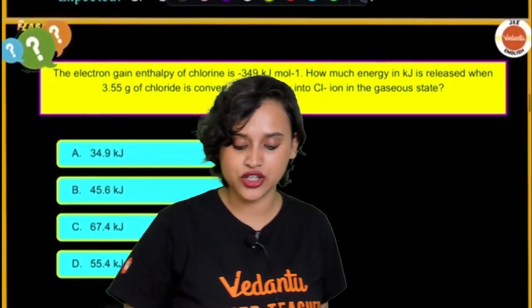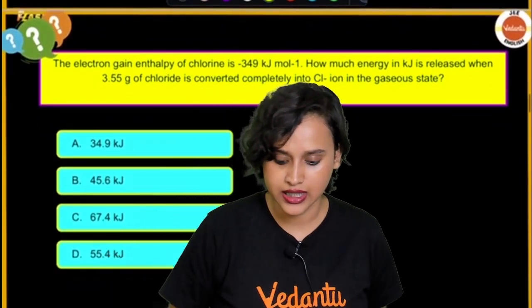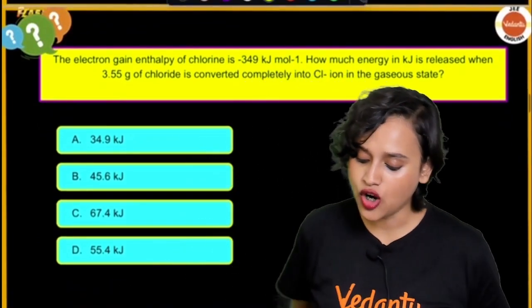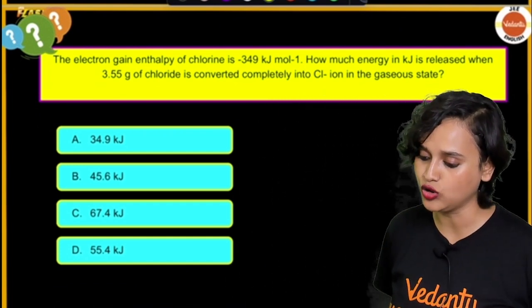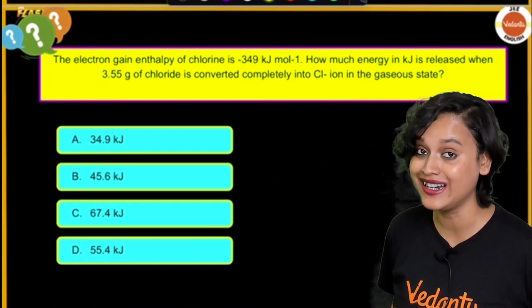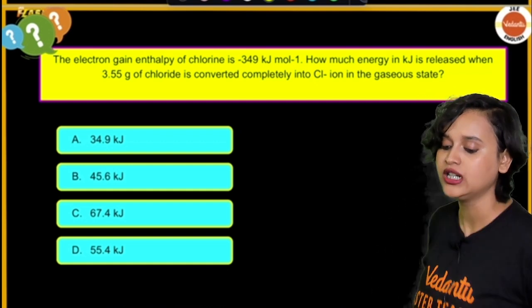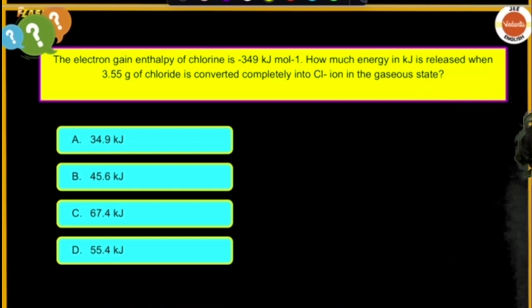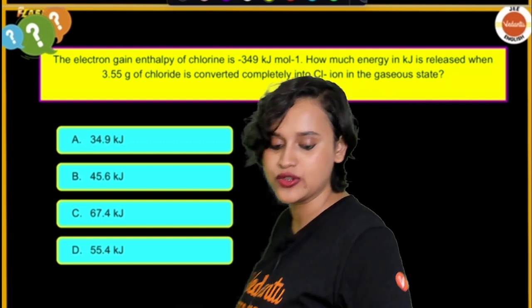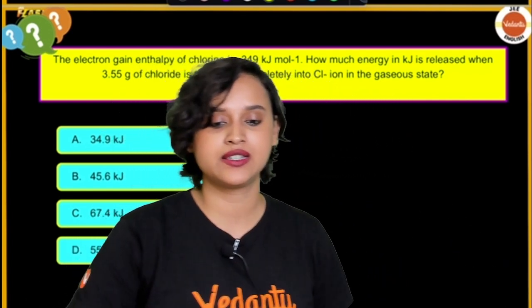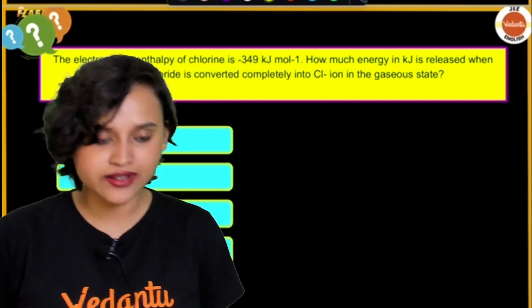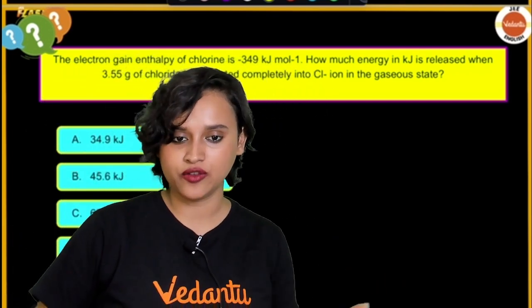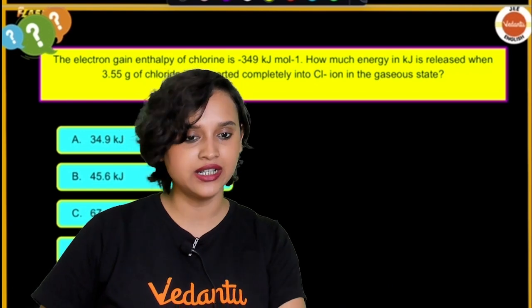Here is a question, everybody. Let's try to solve it. The electron gain enthalpy of chlorine is minus 349 kilojoule per mole. How much energy in kilojoule is released when 3.55 gram of chlorine is converted completely into Cl minus ion in the gaseous state? Guys, let's solve it. Okay, what is given to you? The electron gain enthalpy of chlorine is given to you, which is 349 kilojoule.